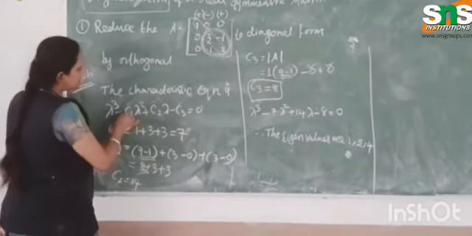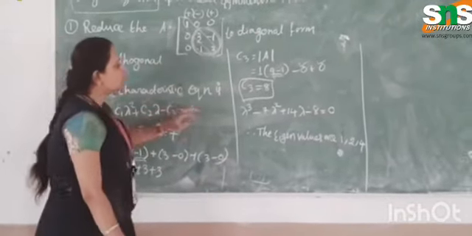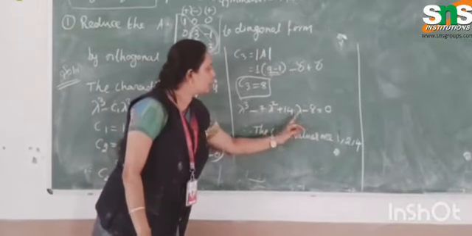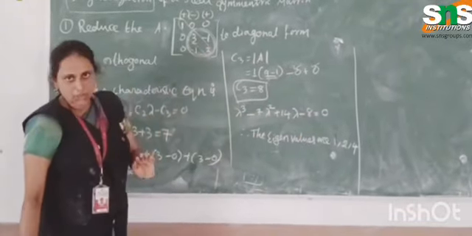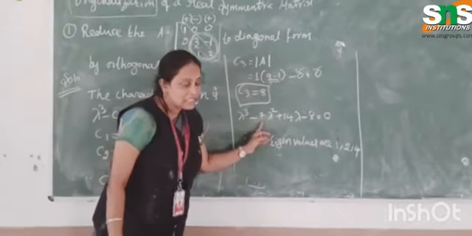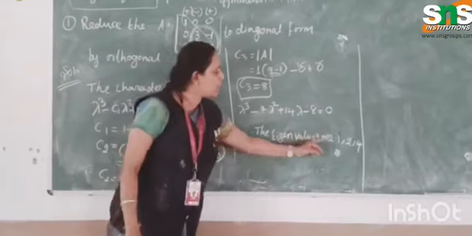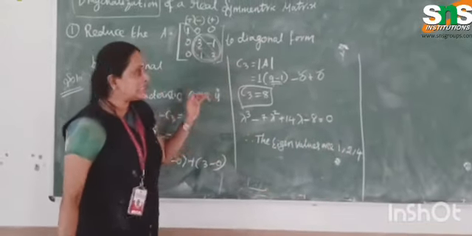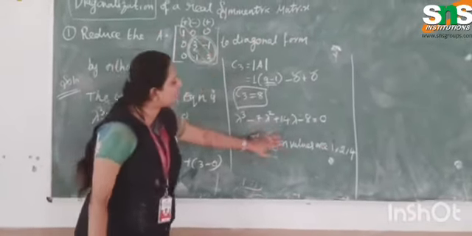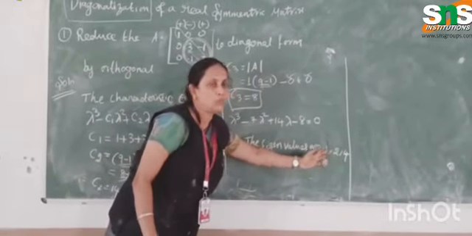Then we substitute c1, c2, c3 here. So lambda cube minus 7 lambda square plus 14 lambda minus 8 equal to 0. Solving this equation in the calculator, we get the eigenvalues 1, 2, 4. It is a 3 by 3 matrix, so the eigenvalues are 1, 2, 4.